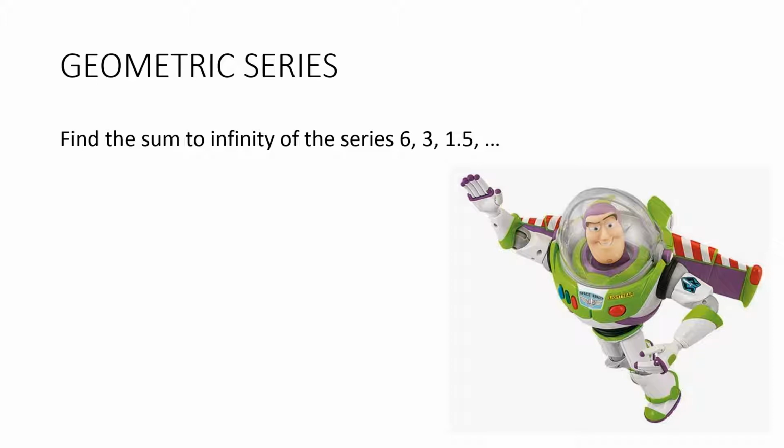So here's our question from before. Find the sum to infinity of the series 6, 3, 1.5. u1 is 6, r is 0.5, into the formula, and our guess was correct. The limiting sum is 12.